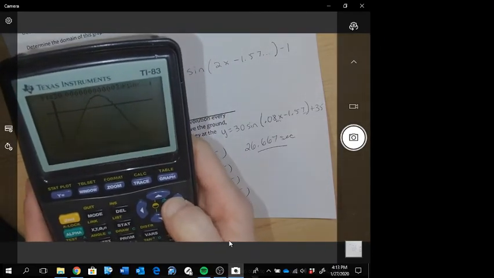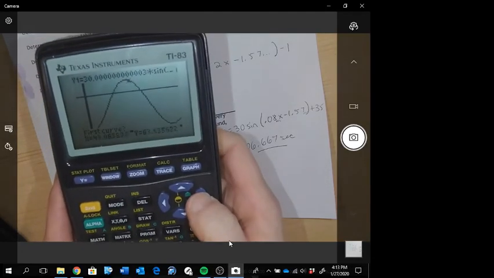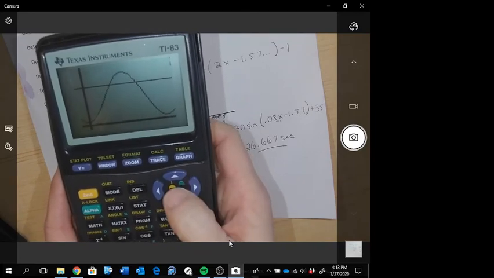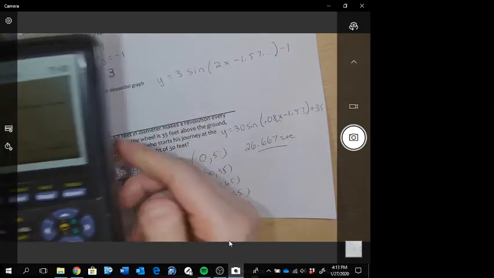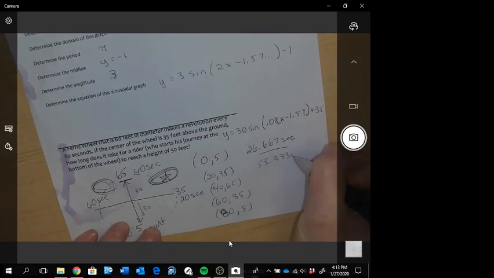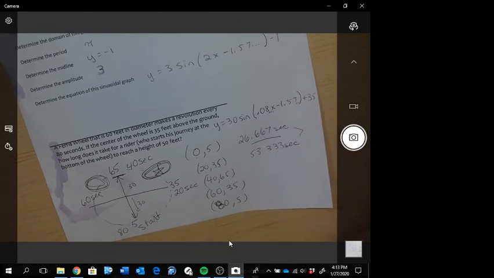I'm going to move my mouse closer to that intersection. See my mouse moving, enter, it jumps, enter, and enter a third time, and 53.33. So that's when you reach 50 feet.